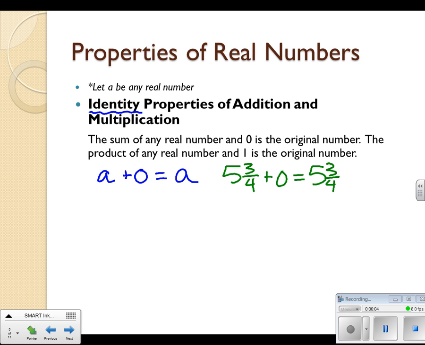It's still 5 3/4. Now, with multiplication, if I want to keep the identity, I'm not multiplying it by 0, I'd multiply it by 1. Because whenever we multiply by 1, it remains the same. Once again, it's keeping its identity. So if I did 67 times 1, the identity remains the same here.